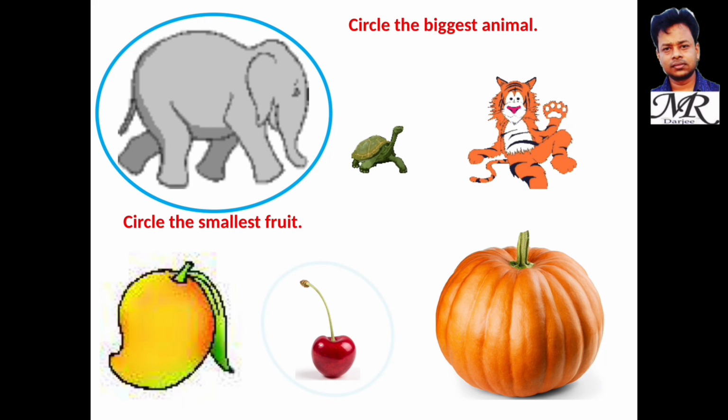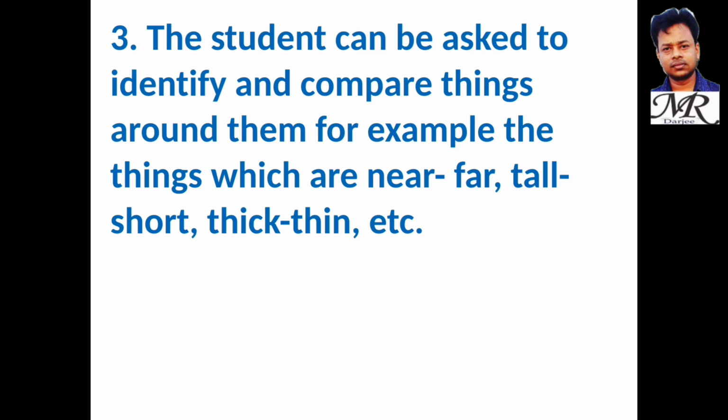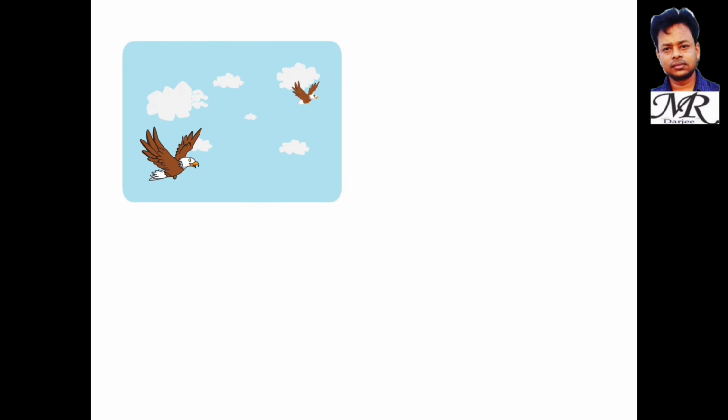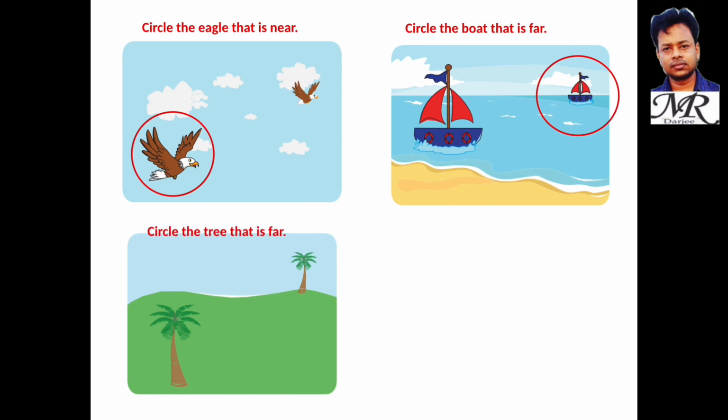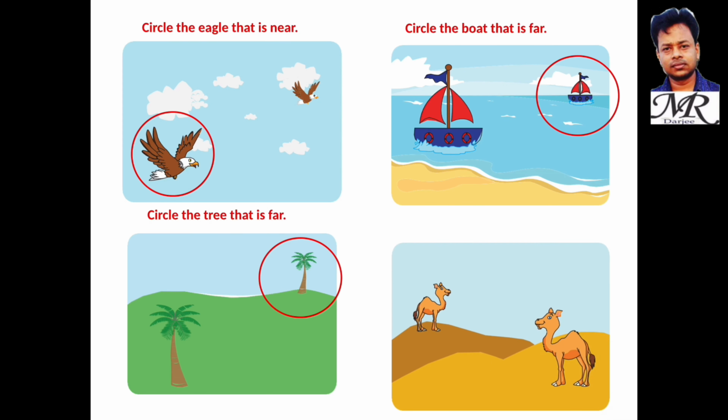Circle the smallest fruit. The student can be asked to identify and compare things around them. For example, the things which are near, tall, short, thick, thin, etc. Circle the eagle that is near. Circle the boat that is far. Circle the tree that is far. Circle the camel that is near.